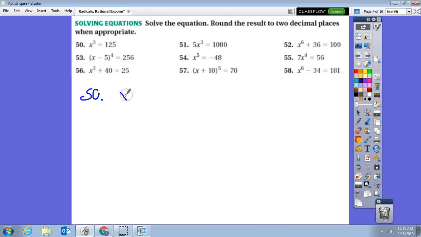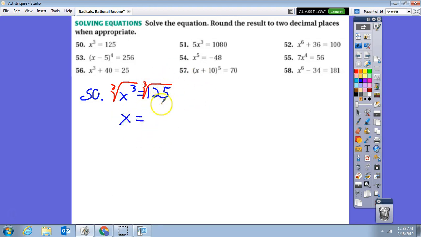You have number 50, x cubed equals 125. Now notice it is x cubed, so the opposite of cubing something would be taking the cube root of something. And what you do to one side, you've got to do to the other. So when you take the cube root of x cubed, think about what we did with variables inside a radical, or just think about, hey, it's the opposite. The cube root of x cubed would be just x.